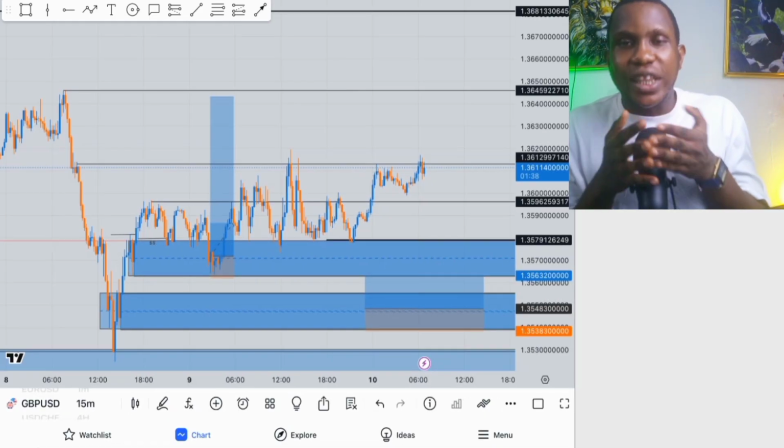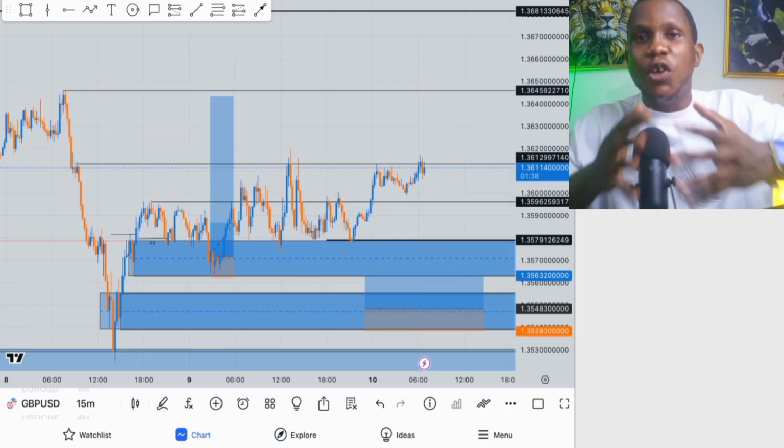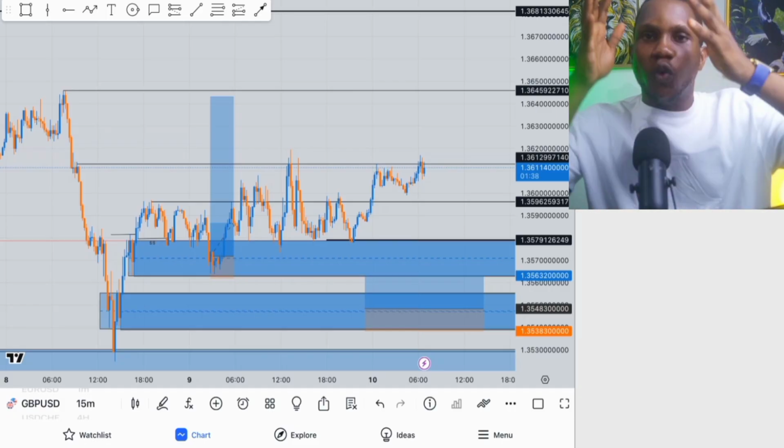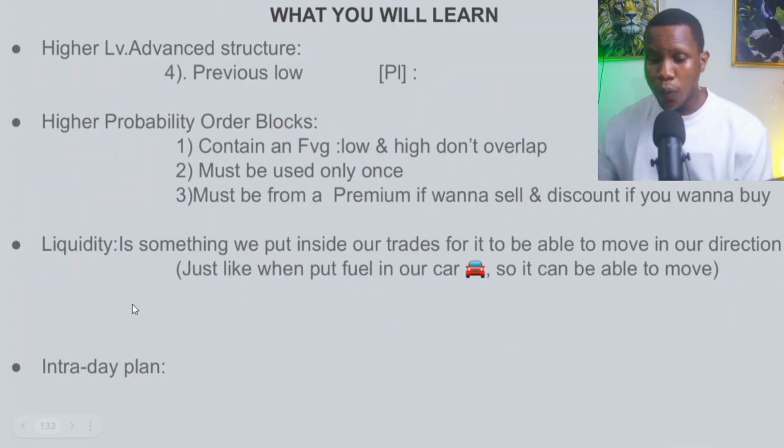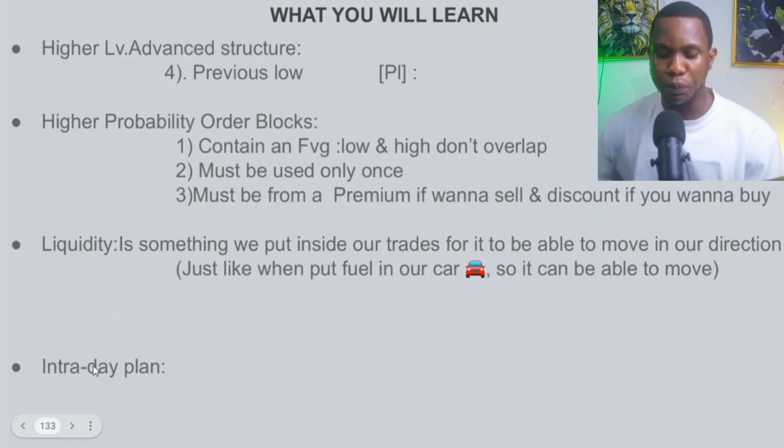Liquidity is like water in a river. How big the water is determines how far your boat will go. So let's look at how we can build an intraday plan using all we've learned.